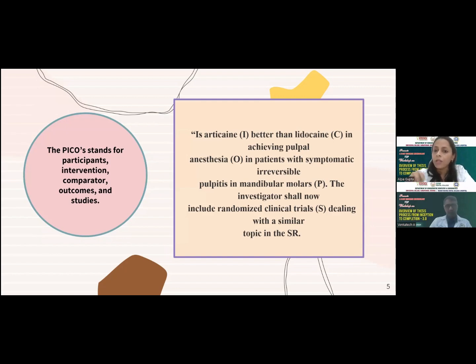Let's take an example for understanding the PICO. Supposedly, the example is: articaine is better than lidocaine in achieving pulpal anesthesia in patients with symptomatic irreversible pulpitis in mandibular molars. Defining the PICO here, your population will be the patients who are having symptomatic irreversible pulpitis in mandibular molars. This will be your population or the participants. Intervention will be your articaine group. Comparator will be your lidocaine group. And outcome will be in the form of achievement of pulpal anesthesia. And here studies will be the randomized clinical trials.